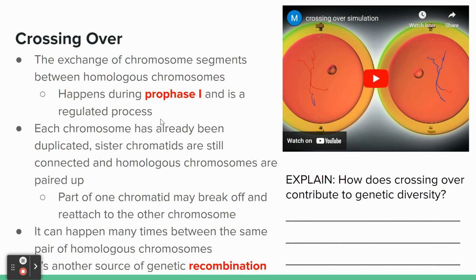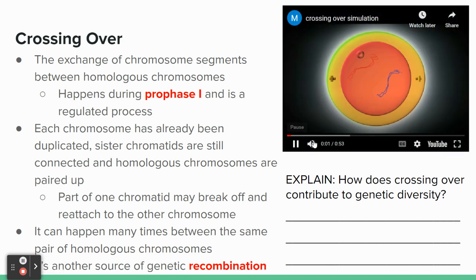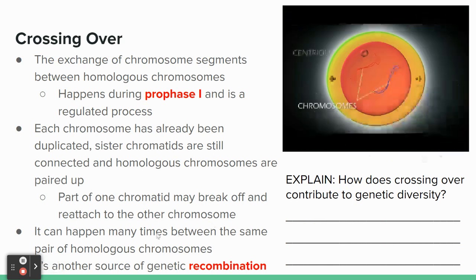Crossing over is the exchange of chromosome segments between homologous chromosomes. This happens during prophase 1, and it's a very regulated process. We can see it happen in this video right here. The chromosomes are preparing to divide. Each chromosome has already been duplicated at this point. The sister chromatids are still connected.